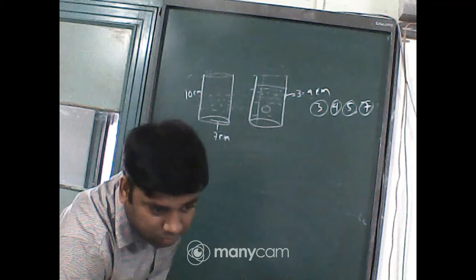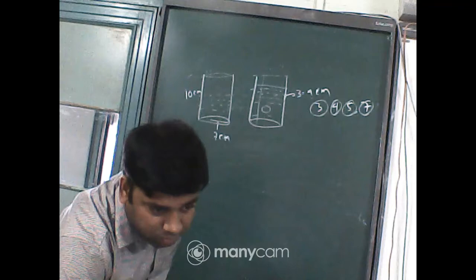Now what will be r? That is 7 centimeter, so 7 into 7. And what will be h? H means just the level difference, that is 3.4. So 3.4 will be the height in that case. Is it clear to everyone? 4/3 pi r cube, r means radius of the sphere, equals pi r square h, where h means 3.4. Clear? Now just cut it. Pi and r cube equal to 7 into 7 into 3.4 into 3 by 4.